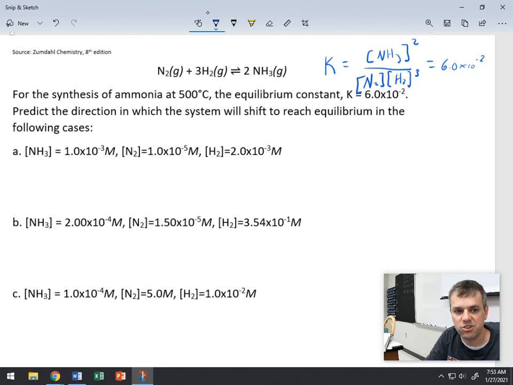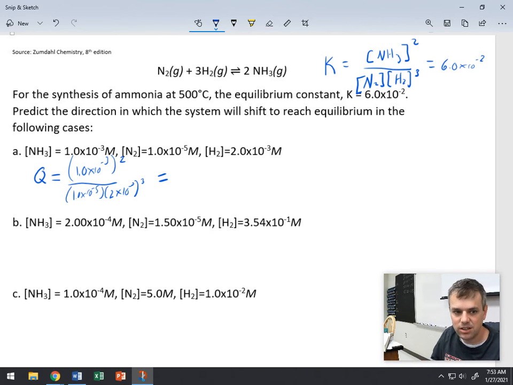In other words, 0.06. This says predict the direction in which the system will shift to reach equilibrium in the following cases. And so it gives us these concentrations. So we need to calculate Q. And on an AP exam, you need to actually show yourself calculating Q and comparing it to K. So Q equals NH3, which is 1.0 times 10 to the minus third, and we would square that, over 1 times 10 to the minus fifth times 2 times 10 to the minus third cubed.